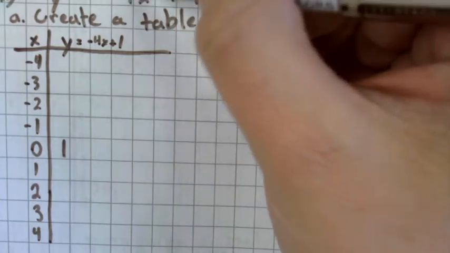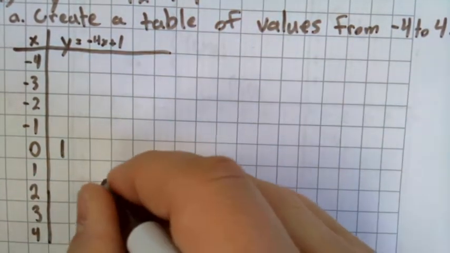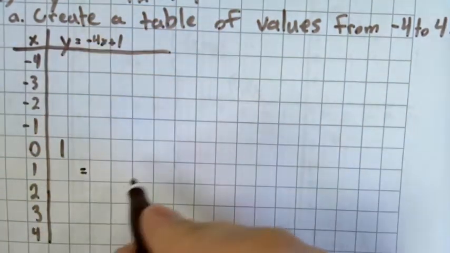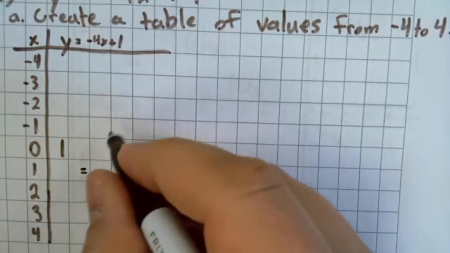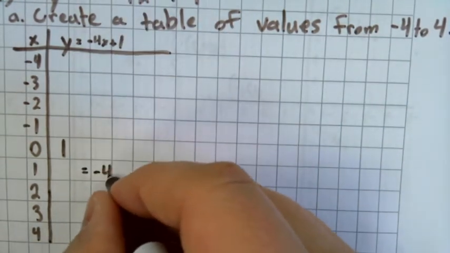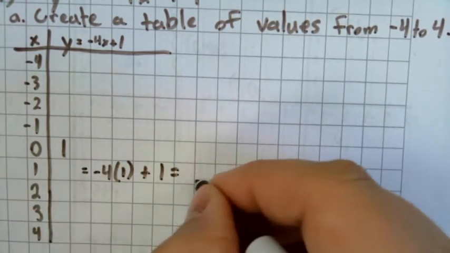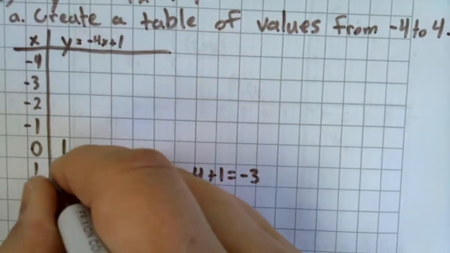Anything times 1 is just that number, so -4. I'm going to draw this in here. Okay? And I'm going to just keep my answers on this left column, so what I come up with at the end, I'm going to write down here. Remember that y is equal to -4 times x, which is 1 in this case, plus 1, which is -4 plus 1, which is -3. So this is -3.